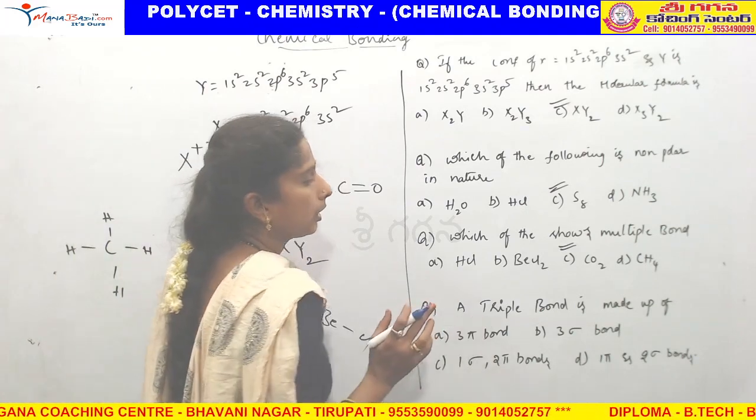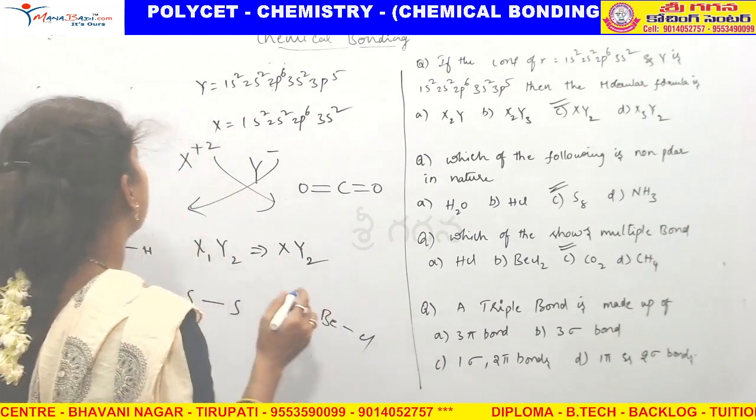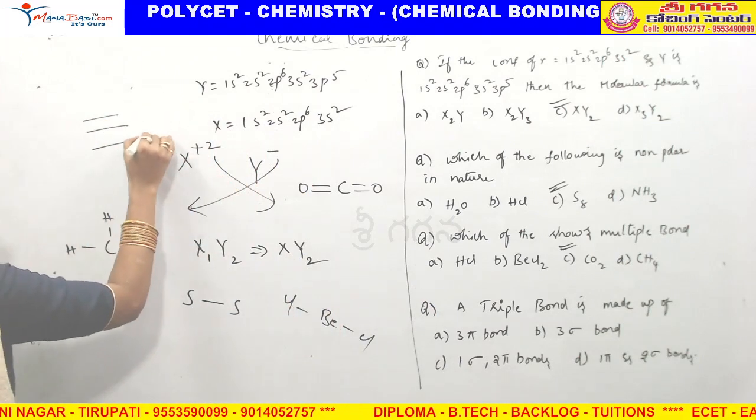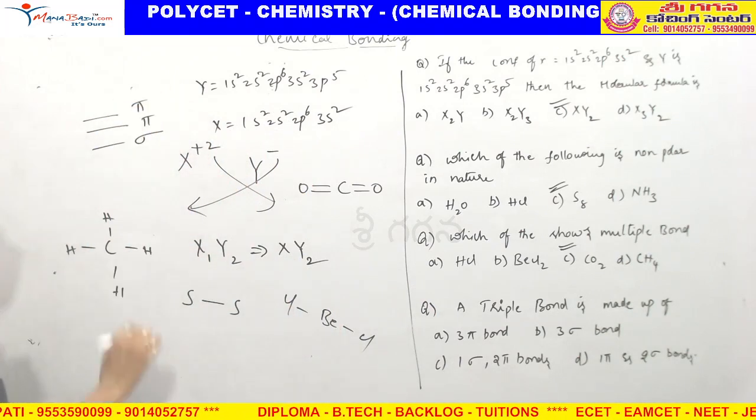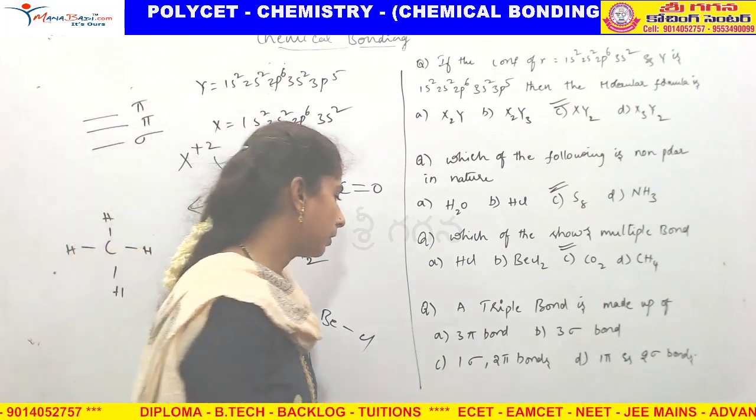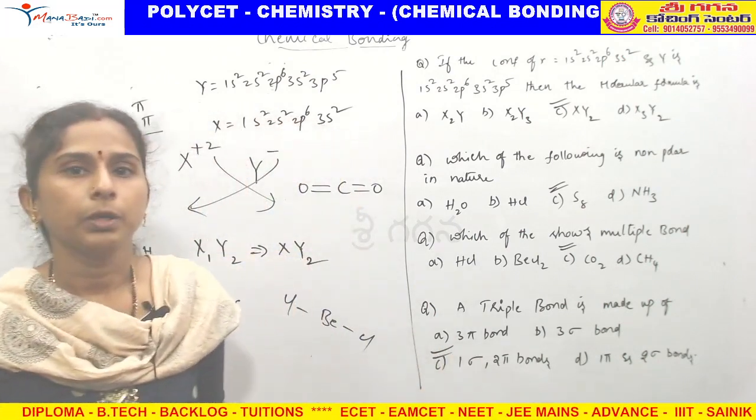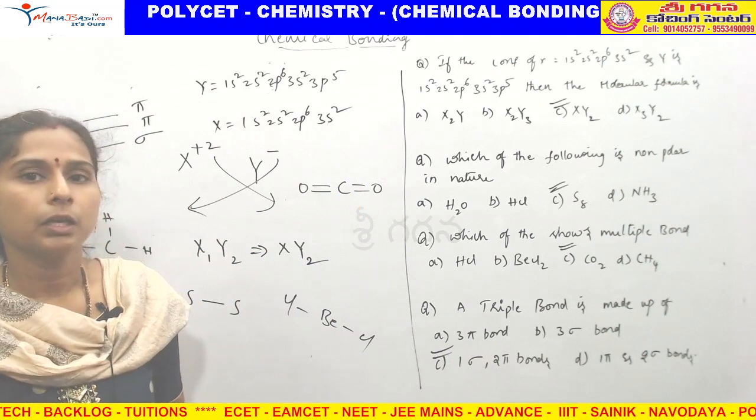Next. A triple bond is made up of, triple bond we already discussed, one sigma bond and the remaining 2 are pi bonds. This is about chemical bonding.